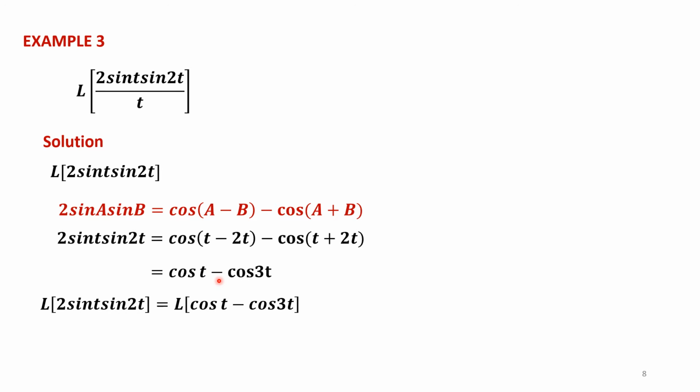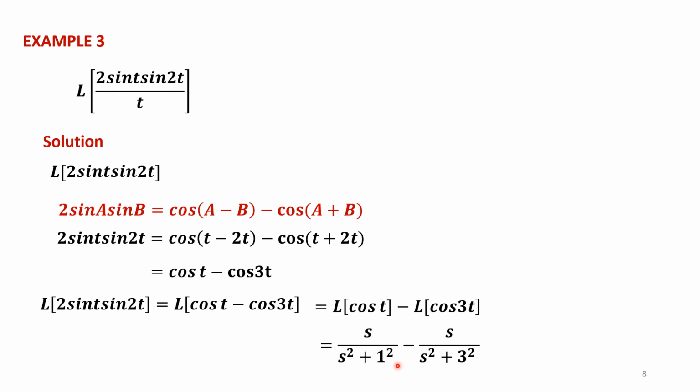Now taking Laplace on both the sides. Earlier we had a product of two functions, so we could not apply the Laplace transform. Here we have a difference of two functions. So when you have a sum or difference of two functions, we can apply the Laplace to each term. So L of cos t minus L of cos 3t. We know that L of cos t is s upon s square plus 1 square and L of cos 3t is s upon s square plus 3 square.